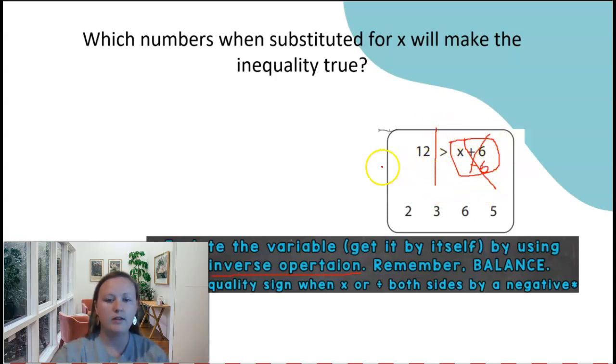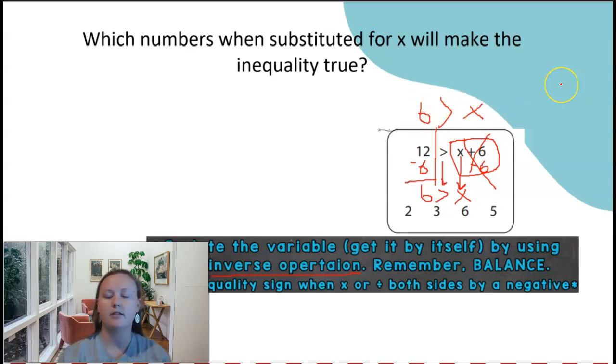But whatever we do to one side, we have to do to the other. So now I'm going to subtract 6. 12 minus 6 is 6. I'm going to carry my sign down, and I'm going to bring my X down. And I'm going to rewrite it. 6 is greater than X.